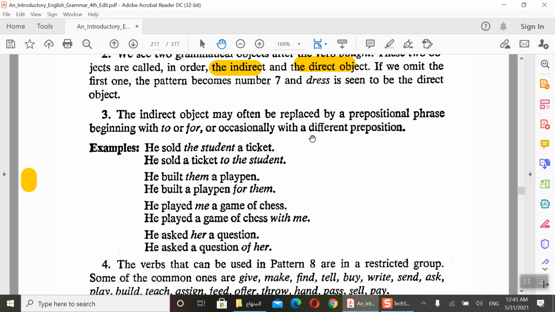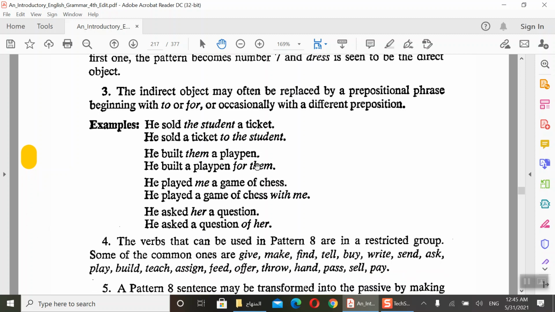Indirect object may often be replaced by a prepositional phrase. That means we can replace it with a prepositional phrase. We use to or for. For example, he sold the students a ticket. So you see, here we have noun 2, noun 3. We can say he sold a ticket to the student. To the student. So the first one is what? Is indirect. So the indirect we put after to or for.